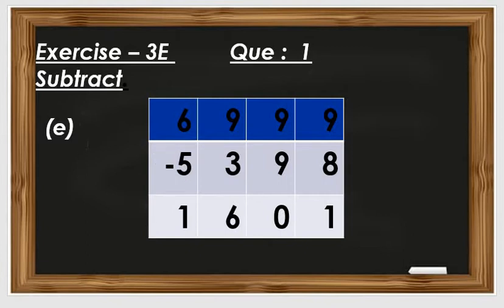So why am I starting directly? Because yesterday we did question number 1 parts A, B, C, and D. So today we go directly to the next question, question number E. What is question number E? 6999.